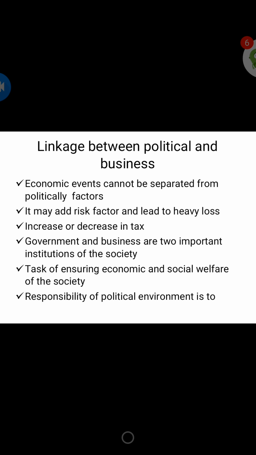So the responsibility of a political environment is to create a healthy business environment.